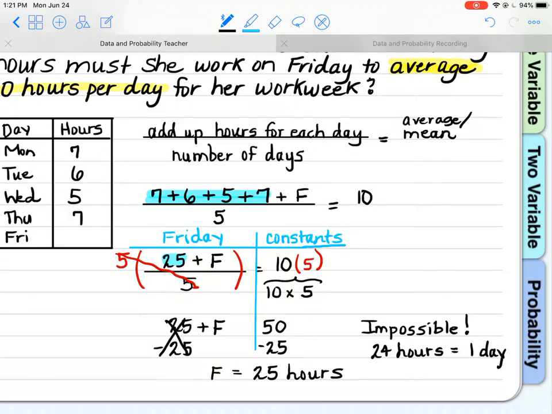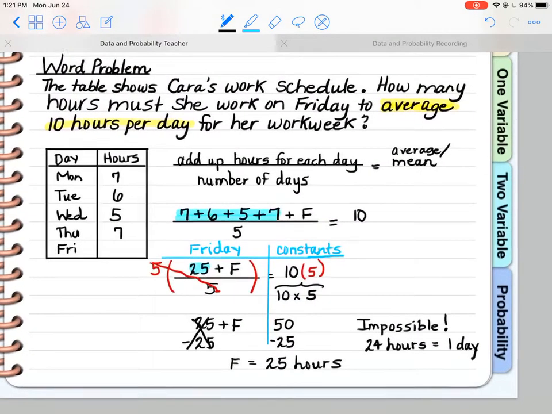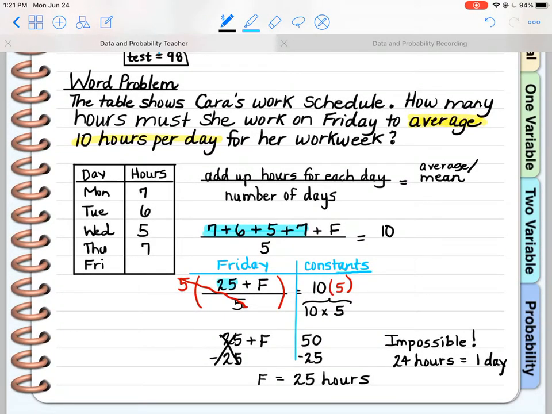This is a very interesting problem. It's not physically possible for this to average to 10 given these conditions. So it's a tough problem. It's also very unusual. I don't think I've ever seen one quite like that.